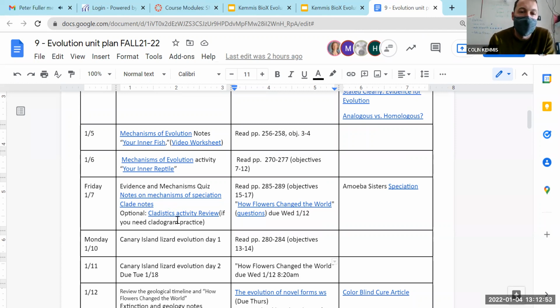If you need help on review on that one, called the cladistic activity review, that's something we can talk about on Monday or Tuesday. And that's really going to help you make sure you can do those, because we have a project about lizards and you'll be building clades and cladograms with that. The homework that's due next week is here, reading and how flowers change the world. And so you can start working on that. If you need help too, the Amoeba Sisters explain these mechanisms of speciation pretty well, and it's brief. It's only like 7 minutes.